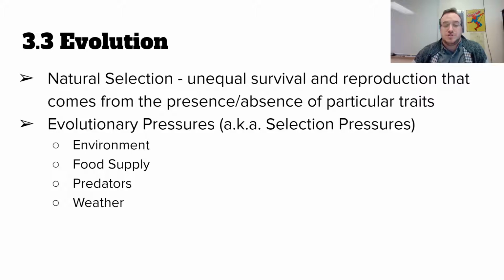All right, and you can look at the environment itself, the food supply, the predators that are around, the weather for these pressures. All right, so let's say it's starting to get really, really cold in part of the environment that this population lives in. So say it's, I don't know, a deer population that has moved north because they've eaten the food supply where they used to live. Well, as you move north in the northern hemisphere, it gets colder, right?